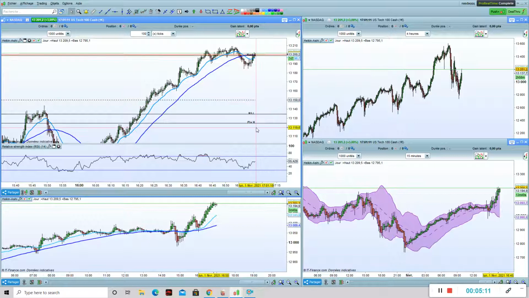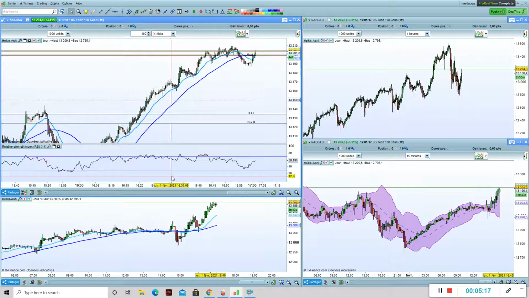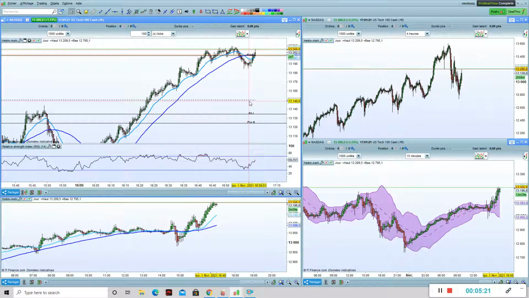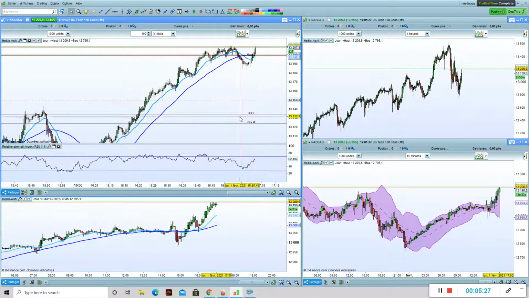The third thing I use is the RSI, of course. I just use it on ticks. It's the relative strength index. It shows you the strength of your market. I will explain how it works and how to use it in other trades.